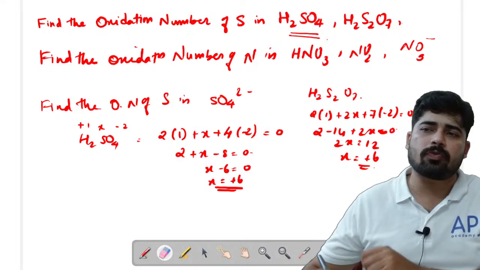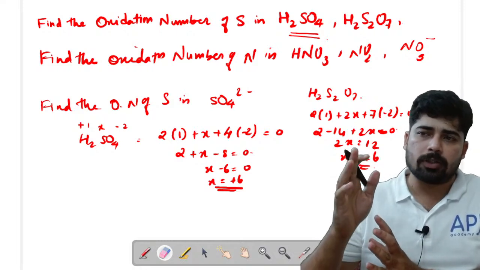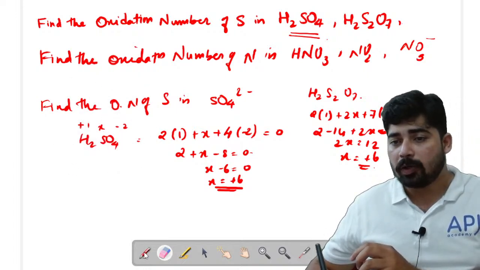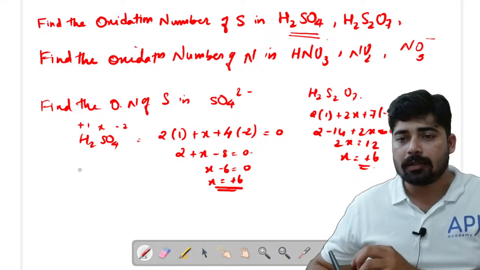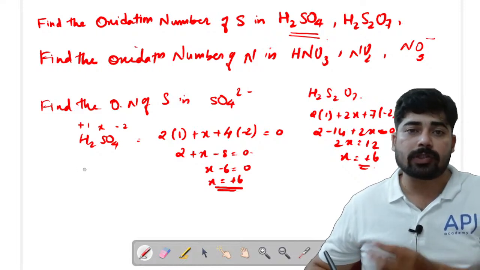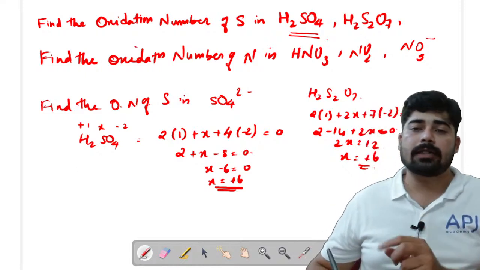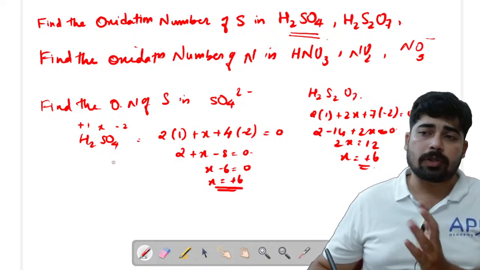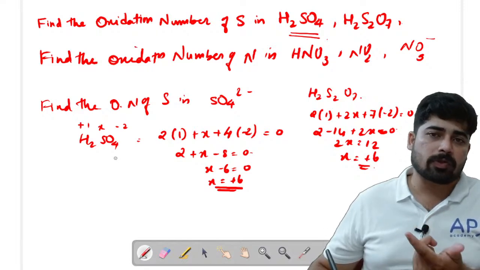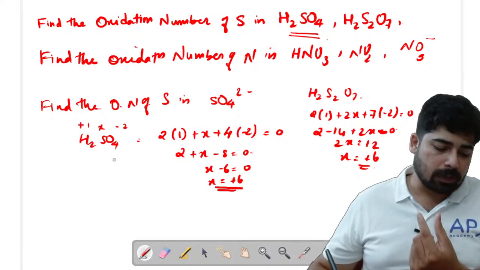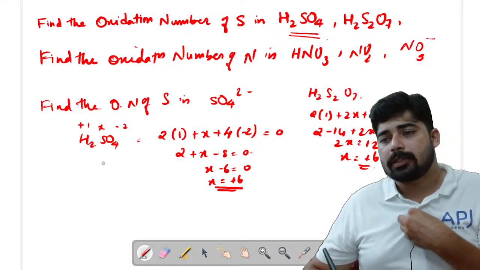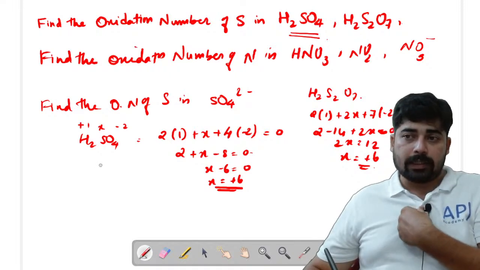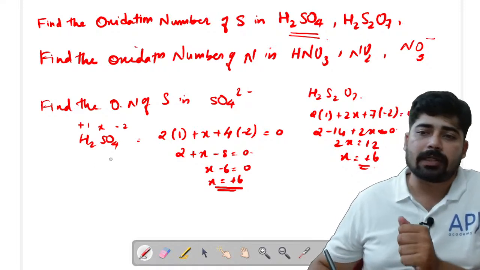So H2SO5 you cannot do by normal solving because there is a peroxide linkage in H2SO5. If a peroxide linkage is present, you have to take the oxidation number of that oxygen as -1. You know that, right? So you cannot take it as -2. Wherever the peroxide linkage is present, the oxygen in the peroxide linkage should be considered as -1.